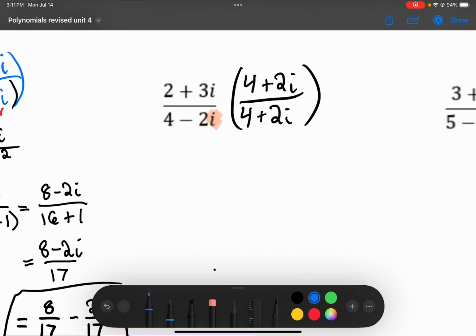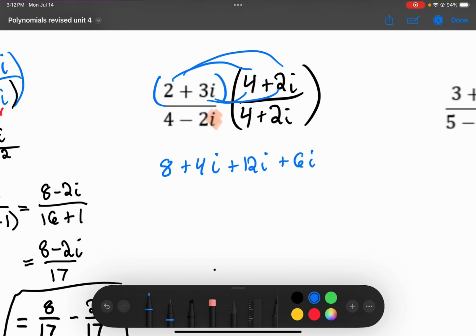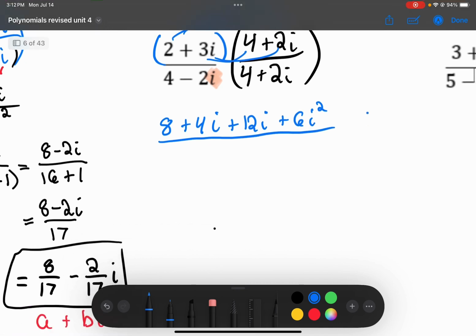Thus, we have to double distribute. So let's do our numerator first. We have to double distribute. We don't have any conjugate pairs here. Okay, and then our denominator, we do have a conjugate pair there, so 4 times 4 gives us 16. First terms together and last terms together. Negative 2 times 2 gives us negative 4. i times i is, of course, i squared.